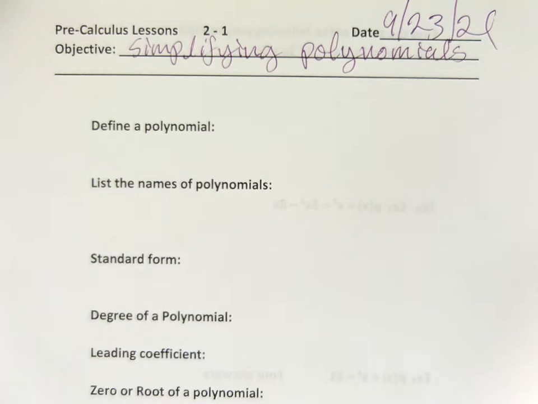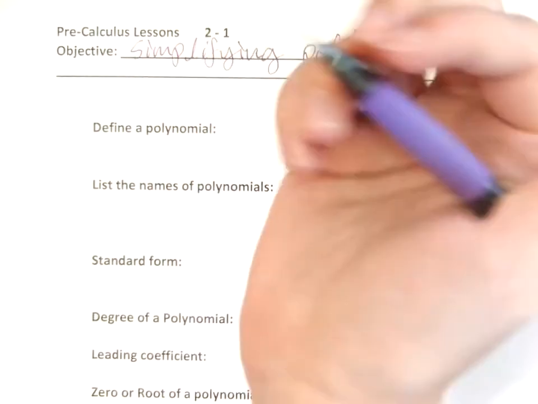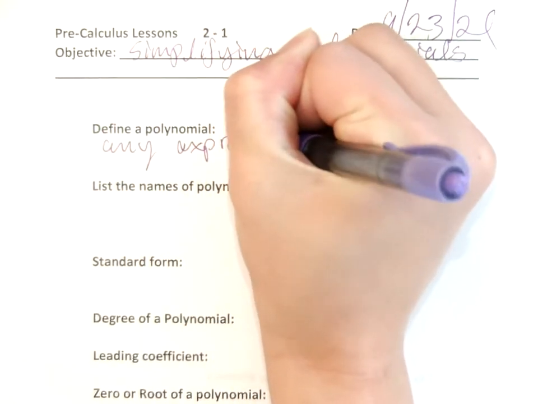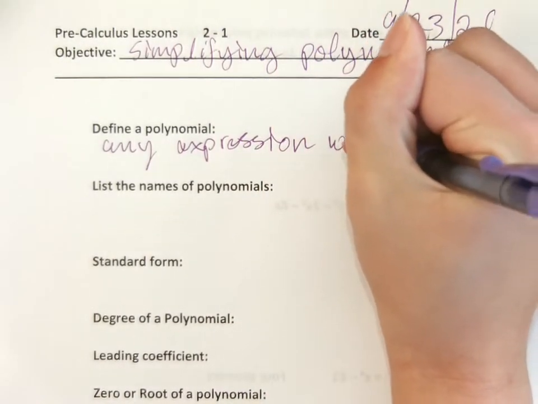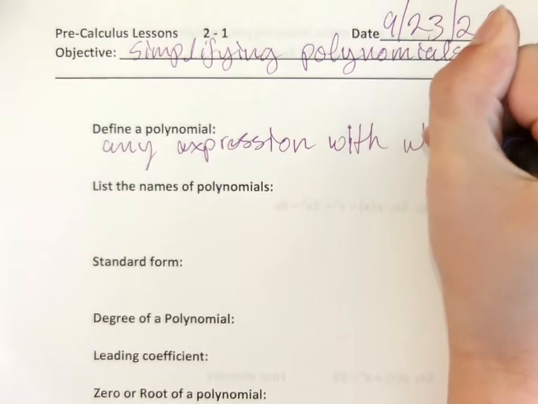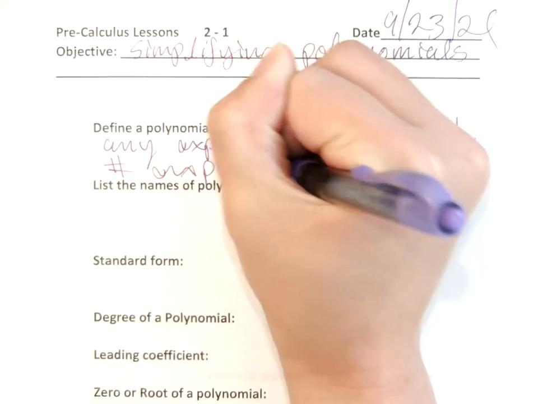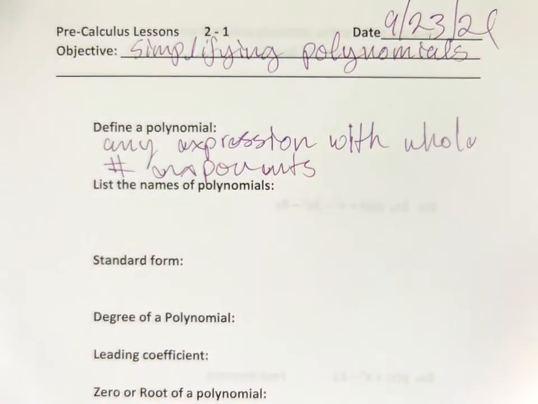All right, so a polynomial is any expression with whole number exponents.